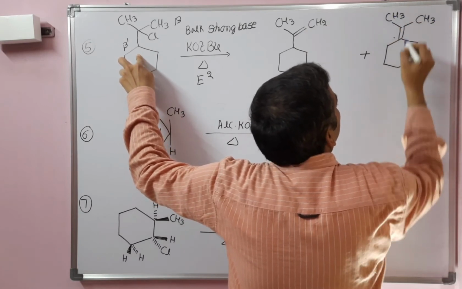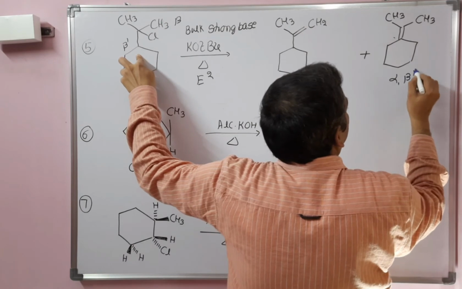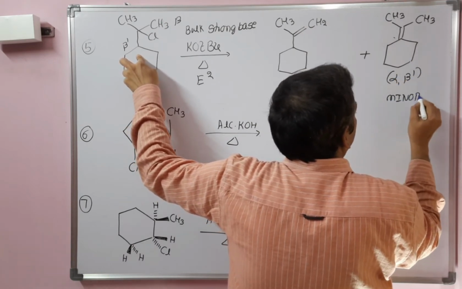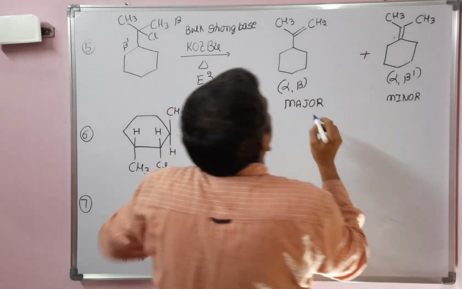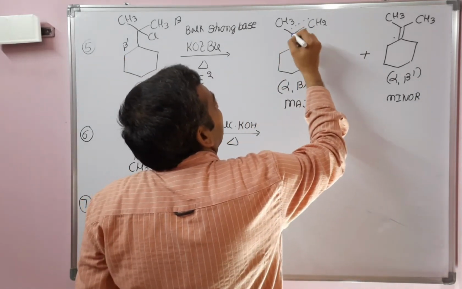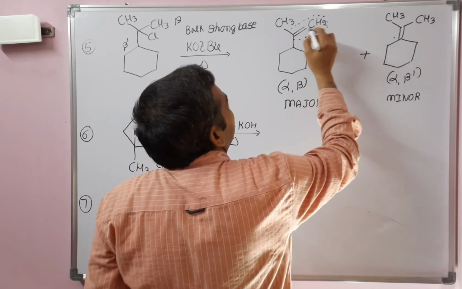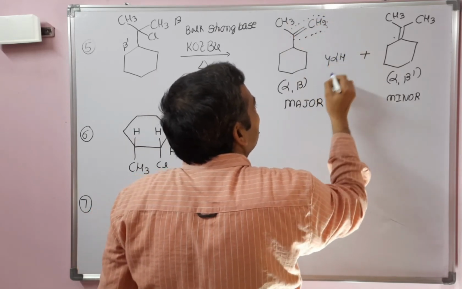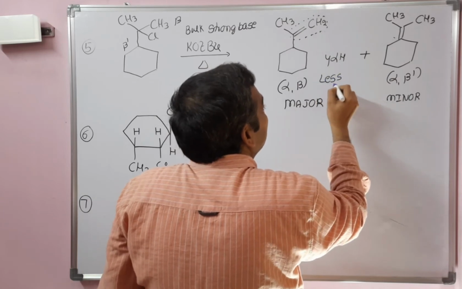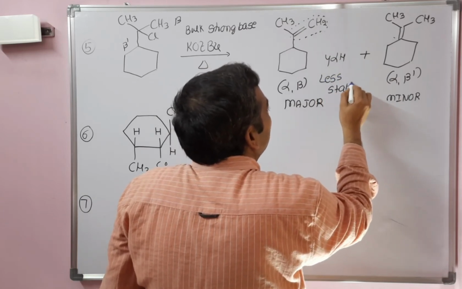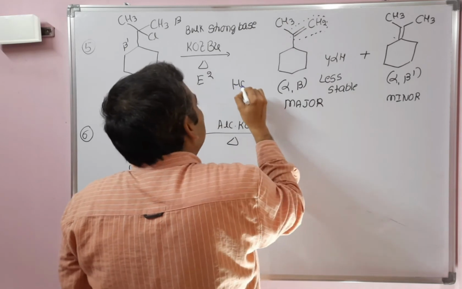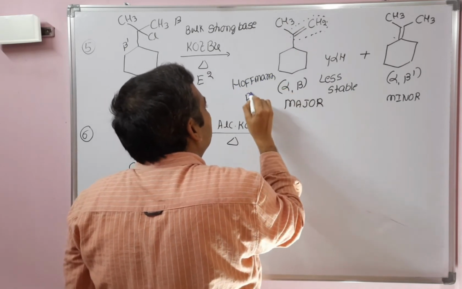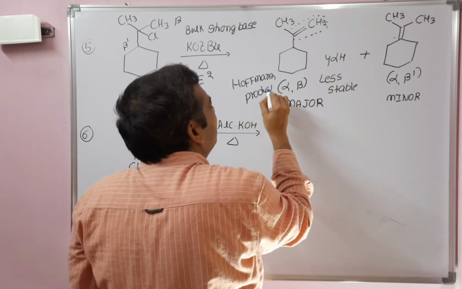This is because of alpha, beta prime. Okay, this is the minor compound. In terms of stability, this one is less stable. It has 2 side substitutions, 3 plus 1, and only 4 alpha hydrogens are there. Less stable, but still this is the major compound. This is the Hofmann product, but still this is the major compound.